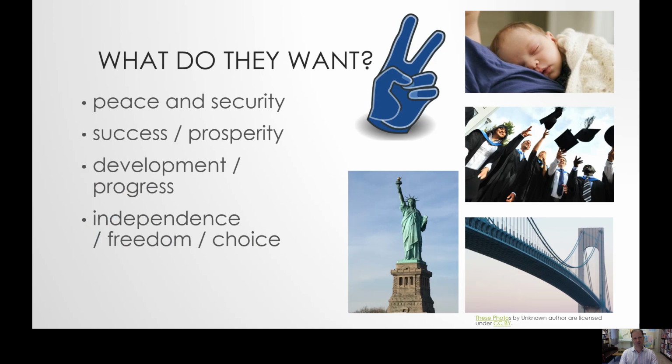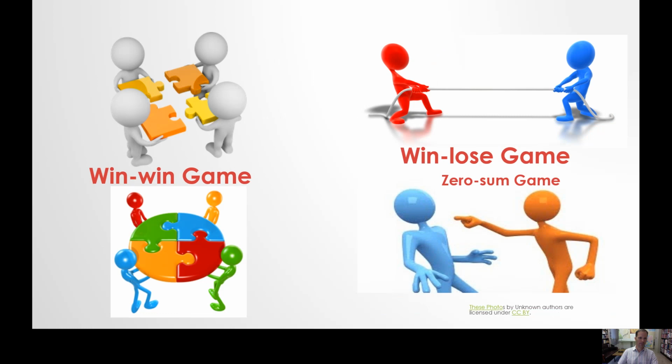Now, what do they want? What do states want? Well, in some ways, they want the same thing we want, which is peace and security. If you look at this baby sleeping like this, then of course this baby has such a high level of security, they can sleep so well. But of course, states also want success and prosperity, just like us. And states want development and progress. And states also want independence and freedom and choice, just like us.